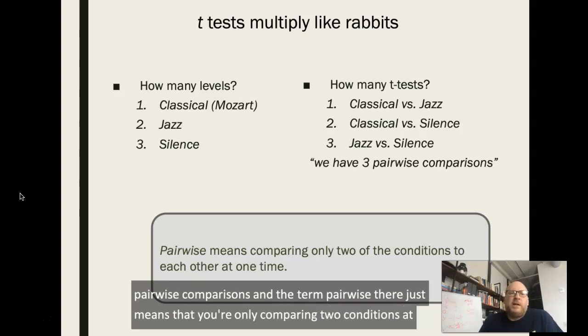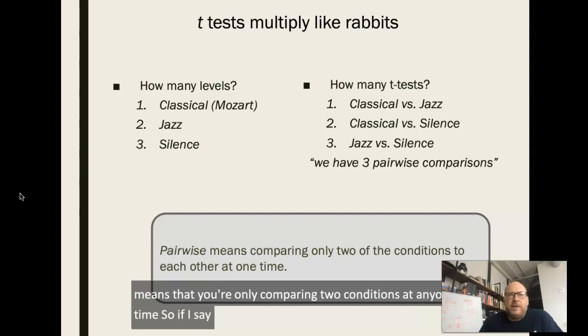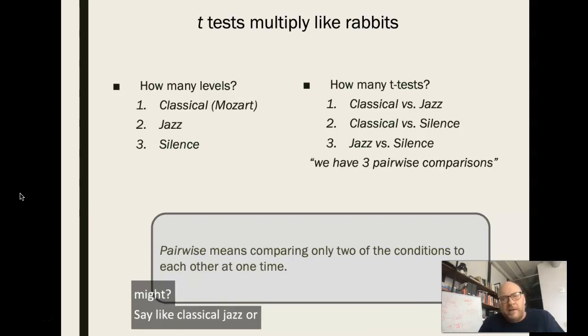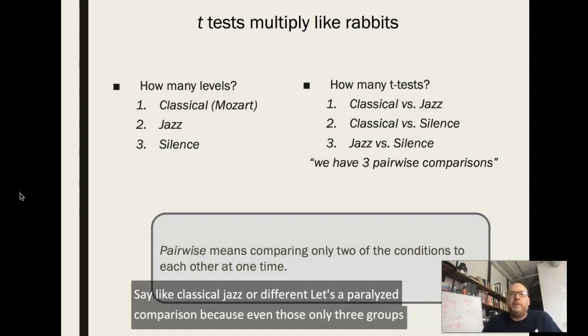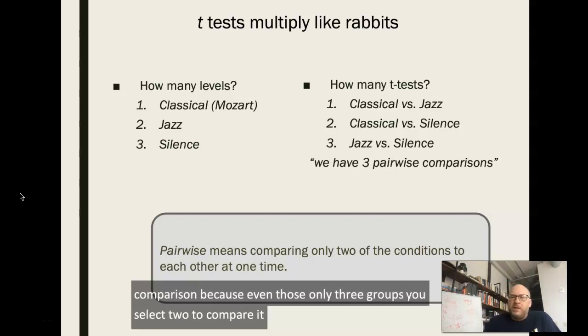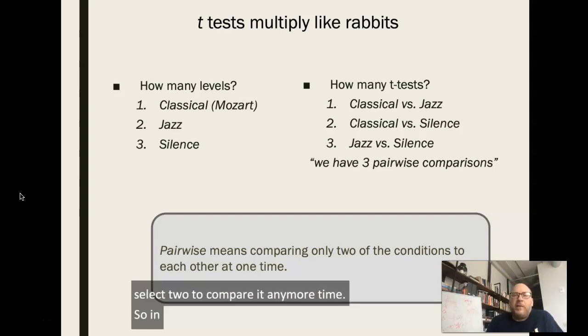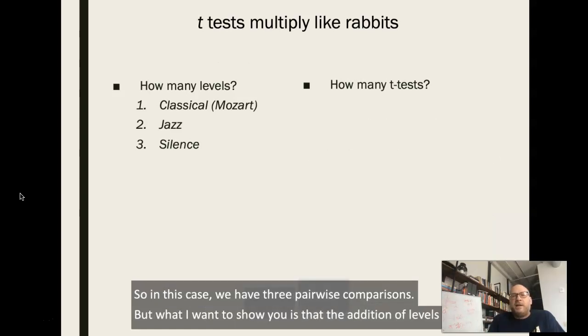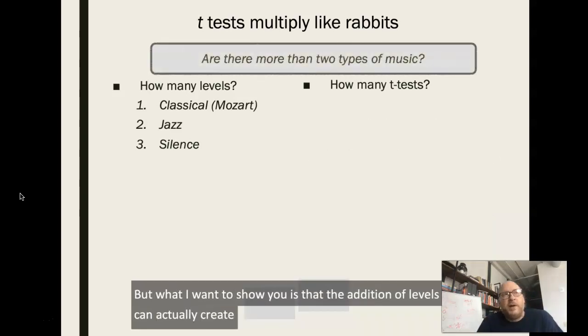So if I say, are any of the groups different, someone might say like classical and jazz are different. Well, that's a pairwise comparison because even though there's only 3 groups, you select 2 to compare at any one time. So in this case, we have 3 pairwise comparisons. But what I want to show you is that the addition of levels can actually create a situation where you have mind-boggling amounts of t-tests.